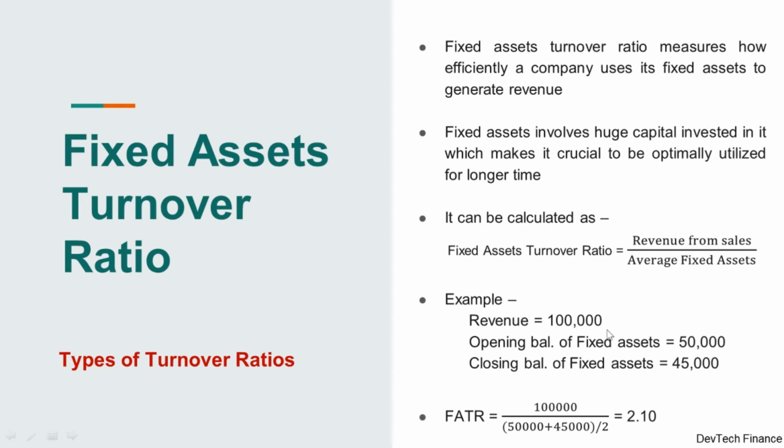So again, take an example. Revenue is given as 1 lakh, opening balance of fixed assets we are having is 50,000 and closing balance is 45,000. We would just put the values in the formula to arrive at the figure, that is 2.10, and this is our fixed assets turnover ratio.